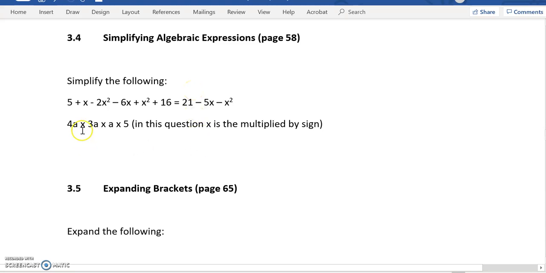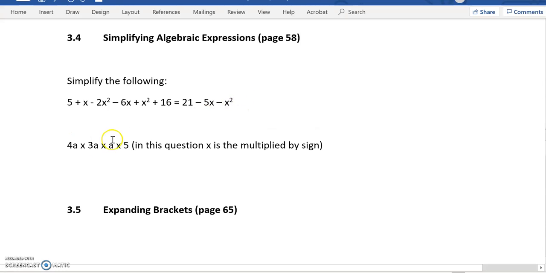This second question is a little bit different in that we're all multiplying things together, and we're able to multiply straight through. We can work out the numbers and then multiply the a by the a by the a. So we multiply 4 by 3, that's 12. 12 by 5 is 60. a multiplied by a is a squared. a squared multiplied by a is a cubed.